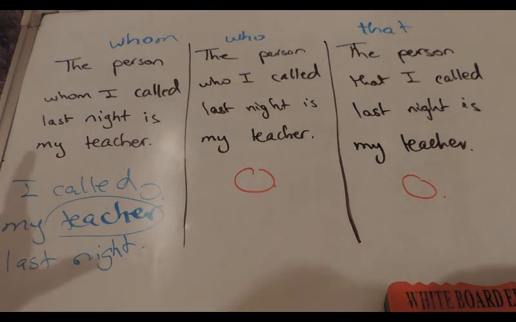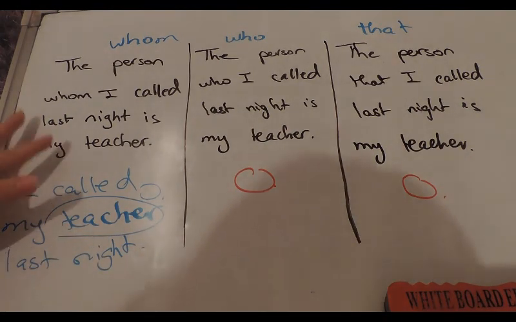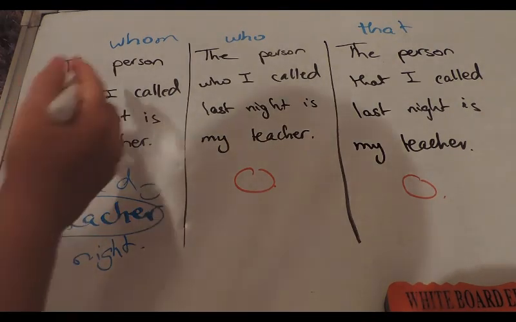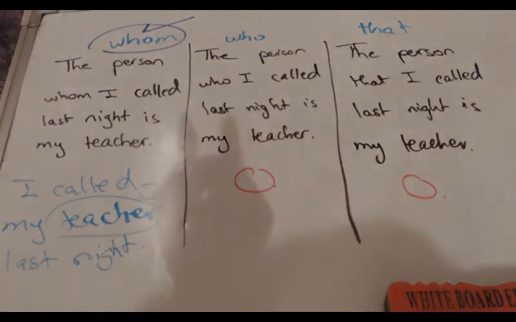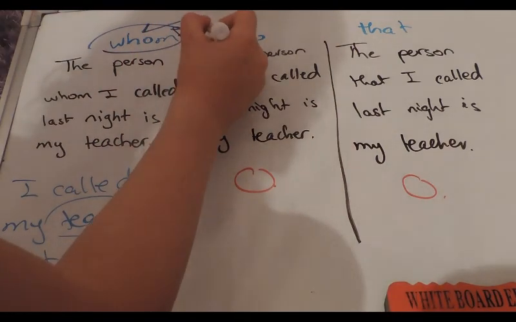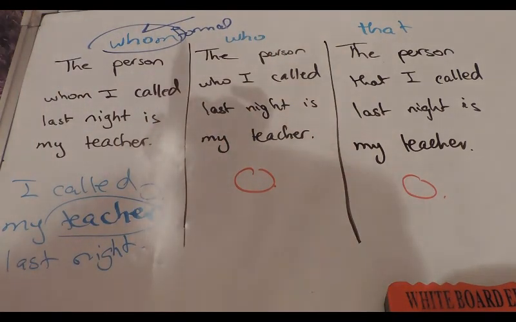Sentence number 2, who. Oh yeah, there is one thing I need to say about whom: whom is correct but formal, meaning that the formal usage of this sentence here is whom. So whom is correct and it is formal. All right, let's move to number 2.